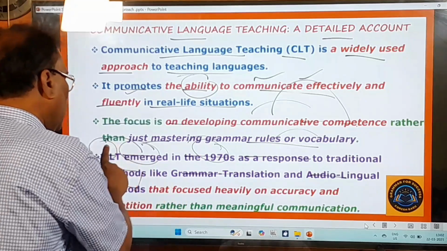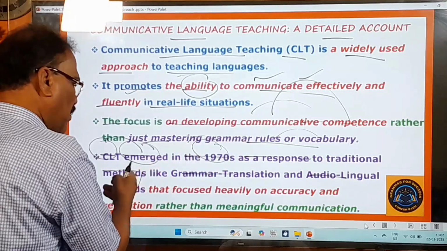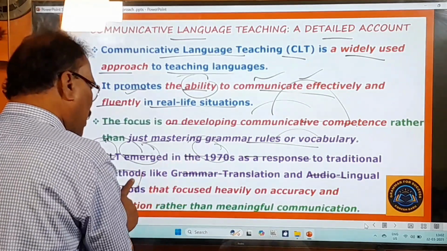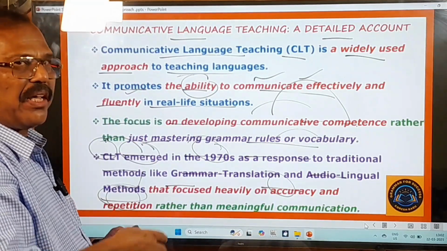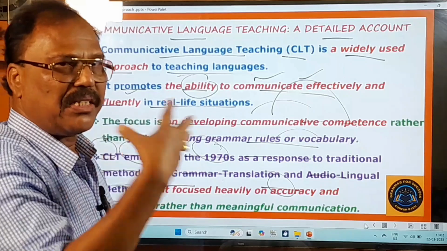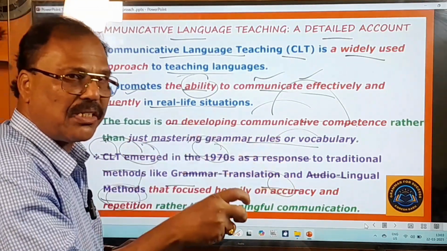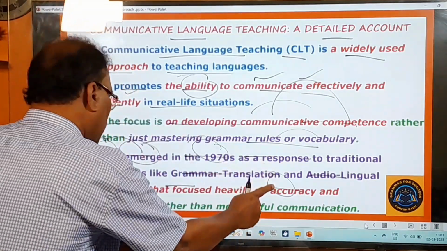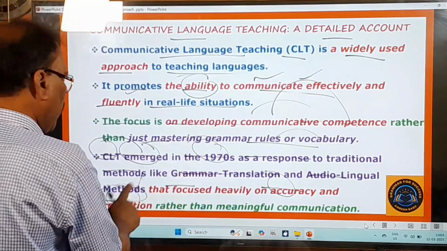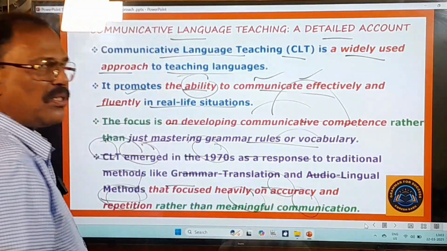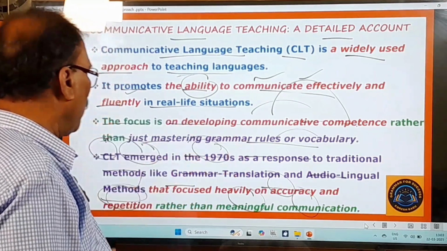And why did CLT come into existence in the 1970s as a response to these traditional methods? Because these two traditional methods focused only on accuracy of the language and repetition of the language. So if they can repeat the language, that's enough. If there is accuracy in that language, that's enough. These two methods advocated to the students that they should maintain only accuracy and repetition. According to these methods, these two are very important, but they did not give importance to meaningful communication. So that's why CLT came into existence as a response to these two traditional methods.